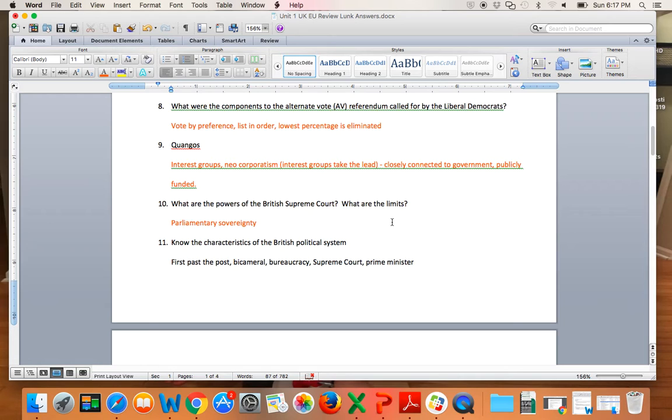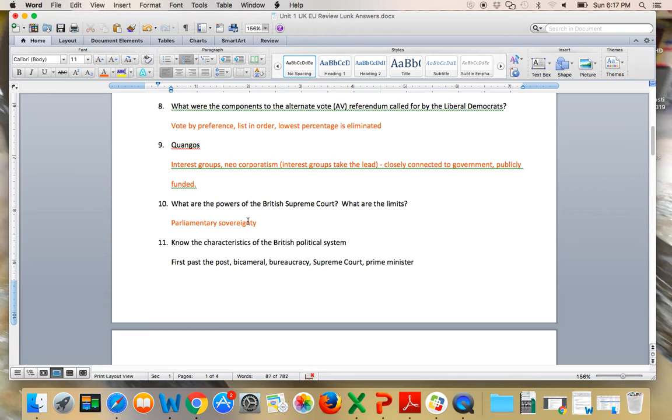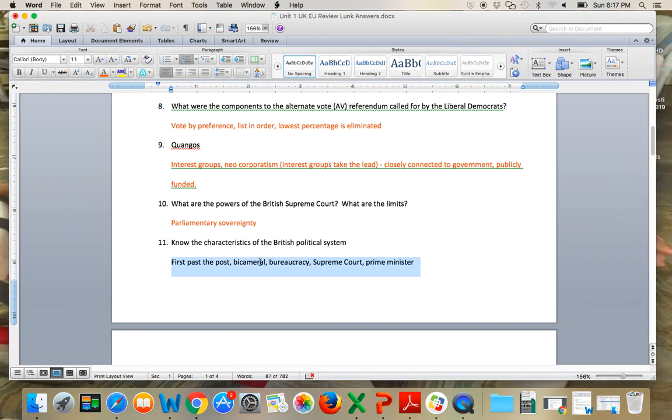Okay, the British Supreme Court has powers to hear appeals. However, they're limited by parliamentary sovereignty, the idea that Parliament has the last say and has all the power.